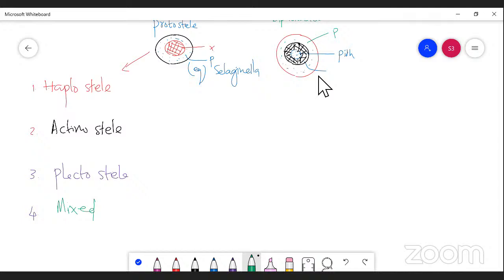What are the differences between each one? First, let me take haplostele. Haplostele is a type of stele in which xylem lies at the center, and around it you can see phloem elements. This is called haplostele. It can be observed in Selaginella, a right example of a haplostele. Then the second type is actinostele. Actinostele is a type of stele in which the central xylem is a star-like structure.